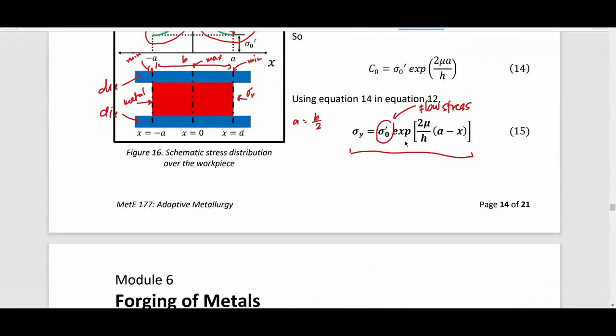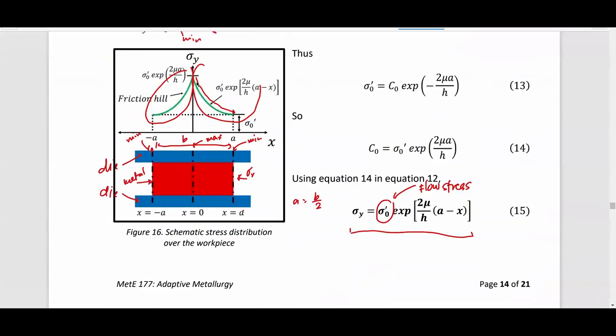This is your flow stress multiplied by the exponent of 2 mu over h times a minus x. And actually, ito equation na to, if you plot this equation, it's actually this curve right here. Okay? So ito siya, itong equation na to, sigma y is equal to sigma naught exp times 2 mu over h, is actually this plot right here. And we call that a friction curve, no? Minsan friction hill. Okay? And if you do the negative side, makukuha mo lang yung symmetrical niya, no?